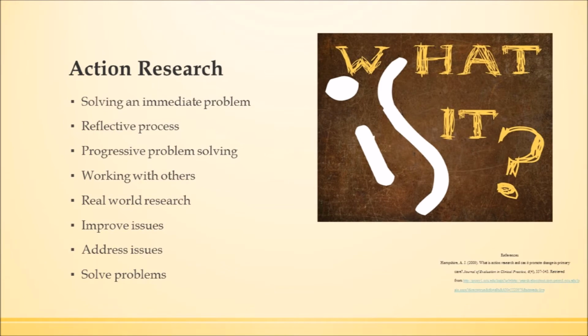We first must ask, what is action research? Action research is first about solving an immediate problem within education or anything like that. It's a reflective process, so you're reflecting on it. It's a progressive problem solving, so you're progressively solving a problem. You're working with others. It's real-world research, so it's applicable to the real world. It's addressing issues, so you're addressing different issues that might be there.